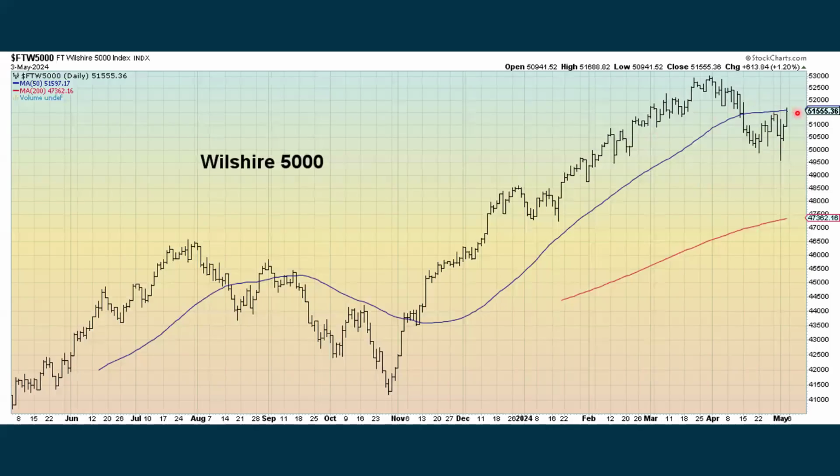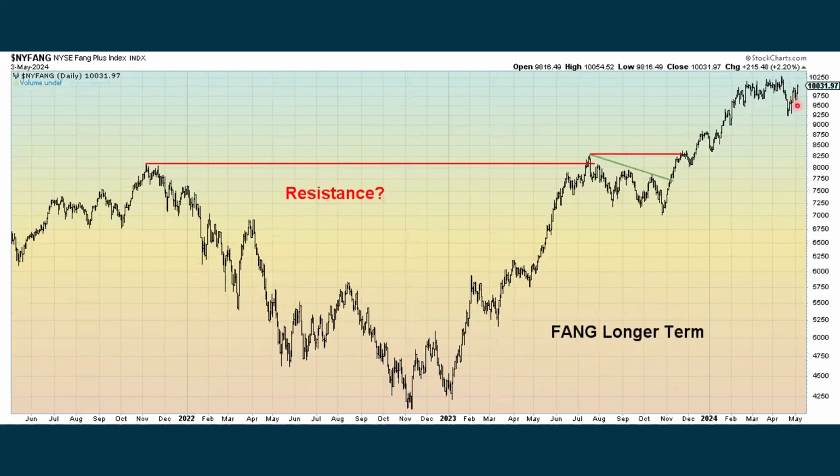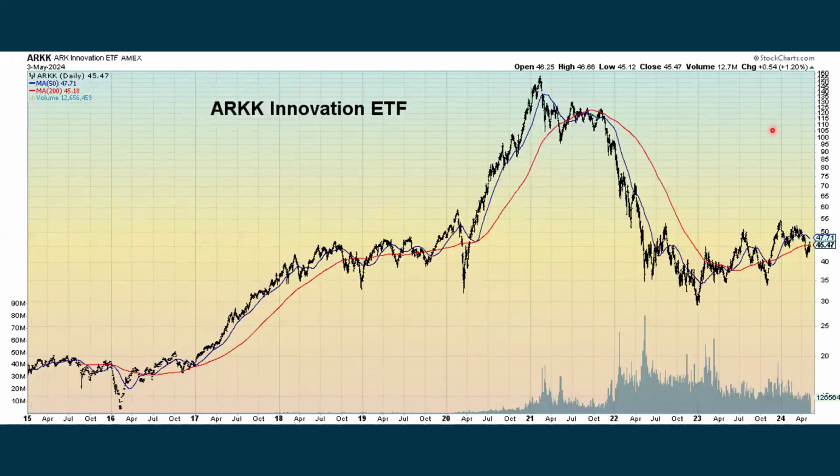The Wilshire's right back to its 50-day moving average, and this is a broad market measure. The FANG index is a little bit above its 50-day moving average, and that's just because these big stocks like Facebook, Apple, Amazon, Netflix, Google, NVIDIA, the big ones, they've been showing some improvement lately. And I just keep this chart around in case we really start to decline to see if we find some areas of support. But right now, we've been going back up.